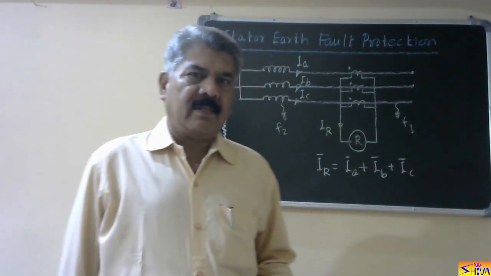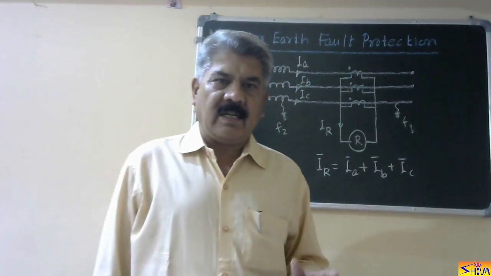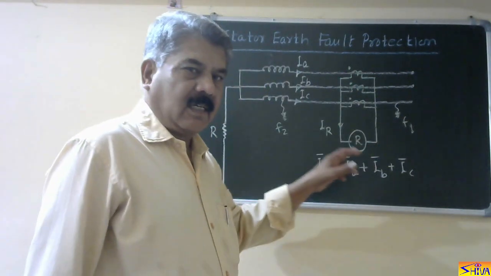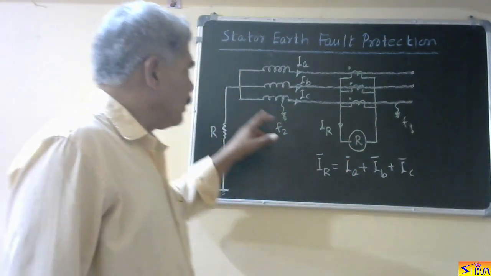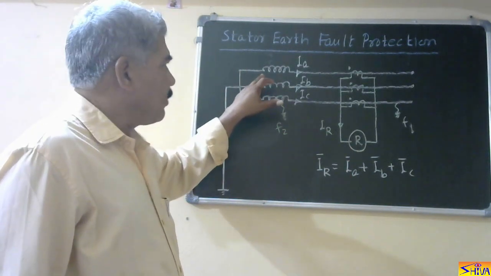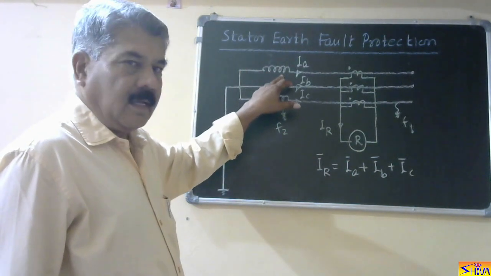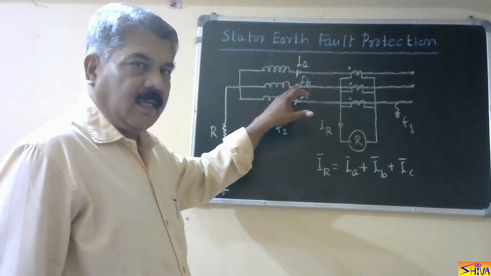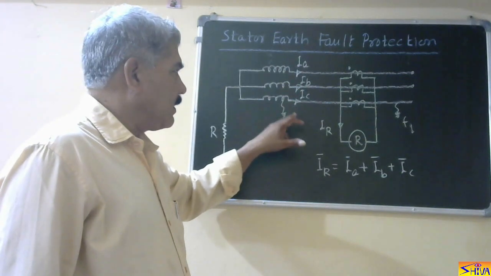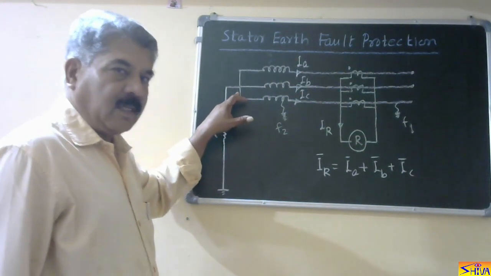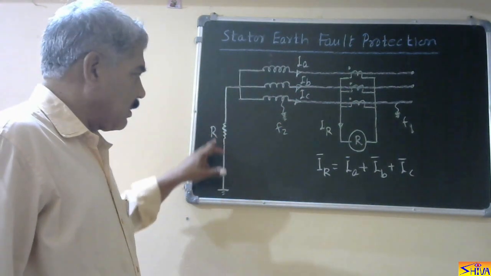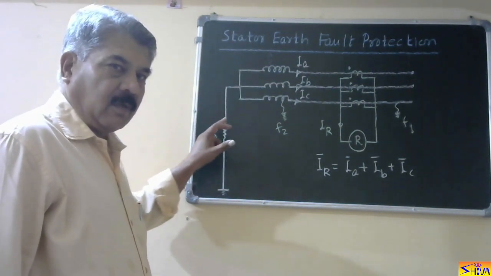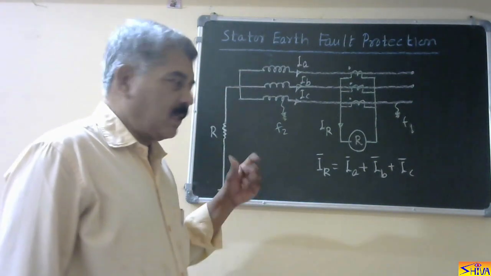First I will discuss the unrestricted earth fault protection. This is the scheme for the unrestricted earth fault. This is the generator. I have shown three phases: A phase, B phase, C phase. Currents are IA, IB, and IC. This is the neutral point of the generator. This neutral point is grounded through some resistance. Why this resistance is used for neutral grounding, that I will explain afterwards.